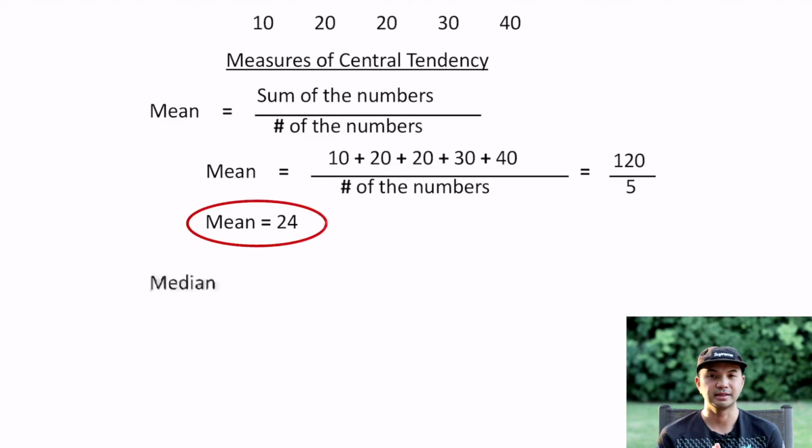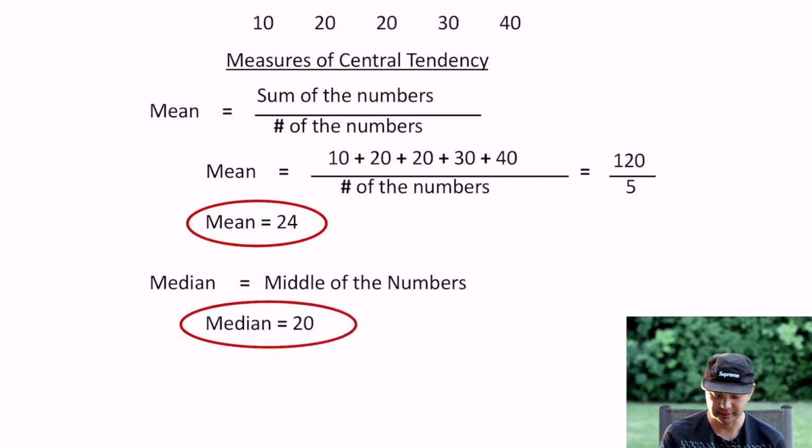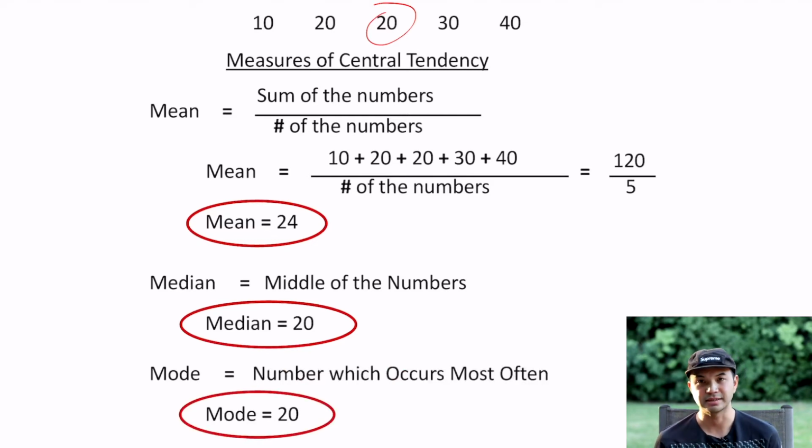Median is the middle number. So thankfully it's already in order from least to greatest. But if it wasn't, the first step would be to order your numbers from least to greatest. It has to be the first step. The middle number right there, if you can see, it's 20. And then the mode is the number that occurs most often. So if you can see there, 20 shows up twice. So the mode is going to be 20.